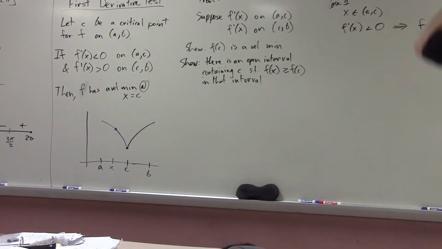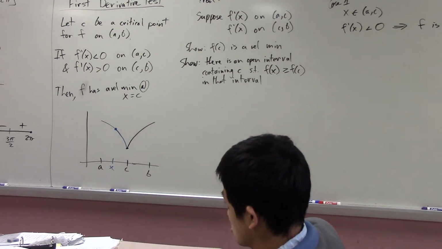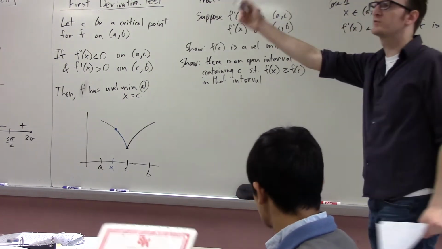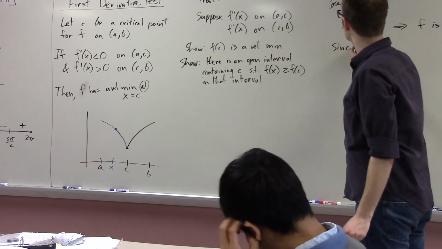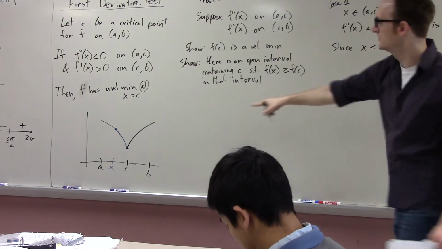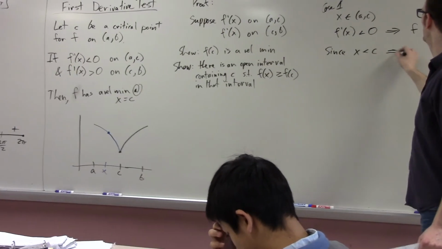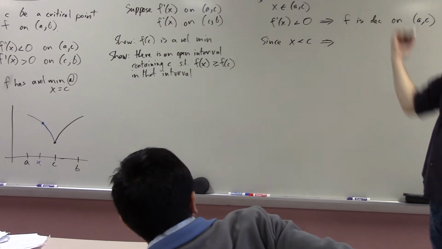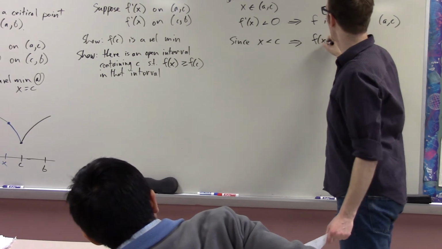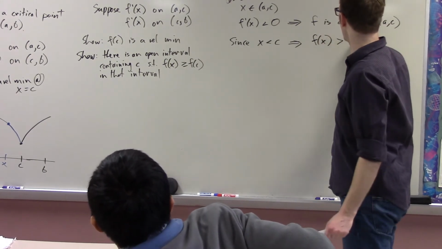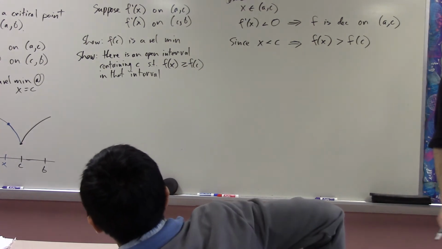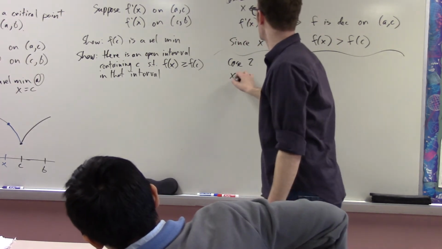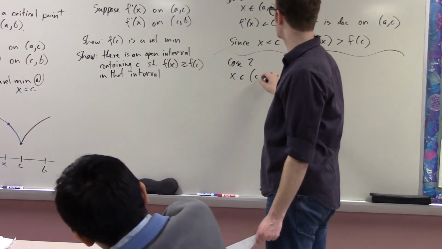So if f is decreasing on the interval AC, what is the definition of decreasing? The definition of decreasing is move to the right, go down. So since x is less than c, see the picture? I conclude, since my function is decreasing on this interval and x is on that interval, that since x is less than c, f of x has to be greater than f of c. Right?